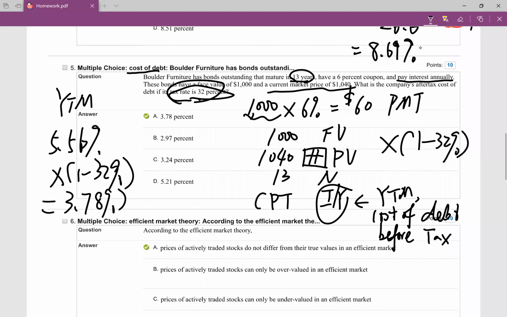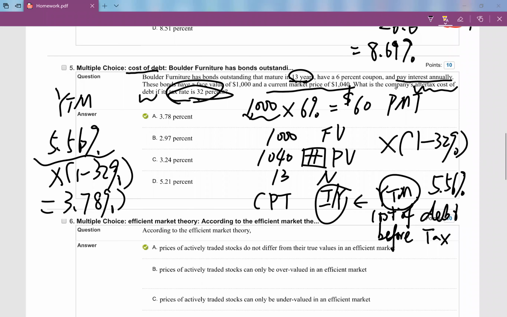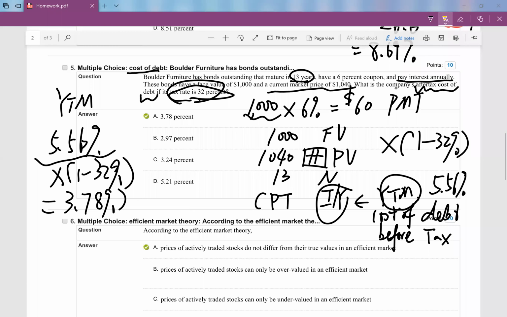The reason, right? Because our calculations aim to solve what? After-tax cost of debt, right? So in a final test, please pay attention. If we want to solve the before-tax cost of debt, the number will be what? It will be this one, the yield to maturity. However, if you see the question asks you to solve the after-tax cost of debt, then we must times 1 minus what? 1 minus the tax rate, right?